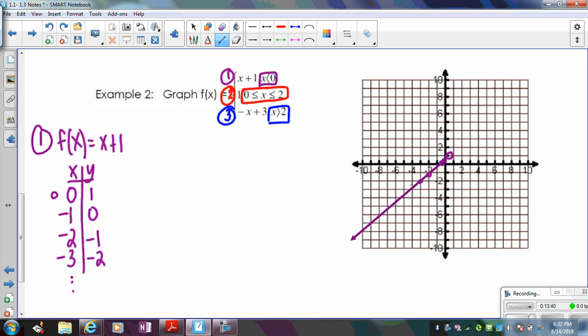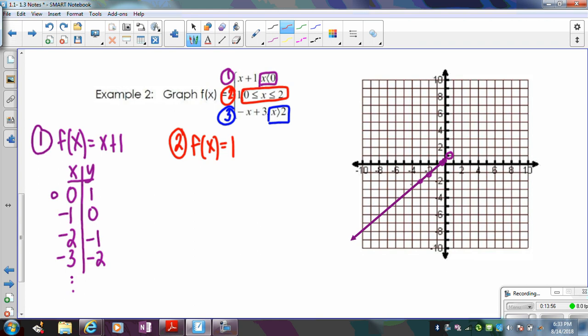The left because I'm including when x is less than 0. So now we move on to number 2. Number 2, my function is f of x equals 1. So this is between 0 and 2.